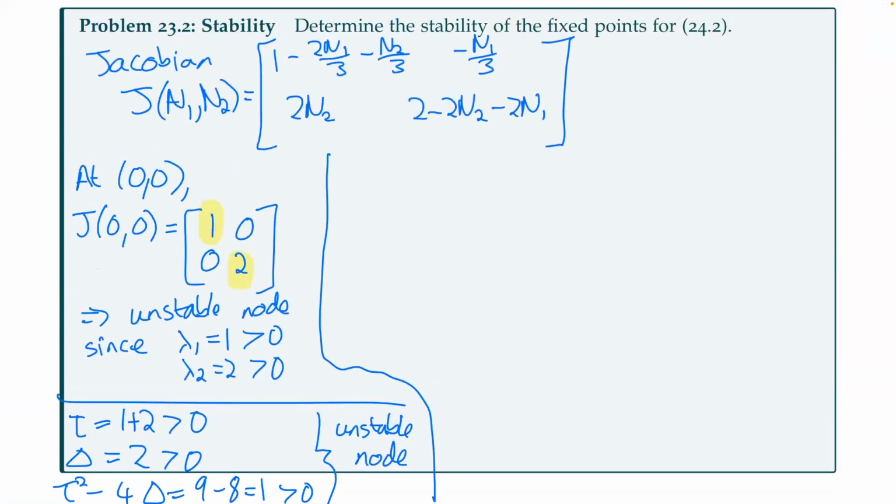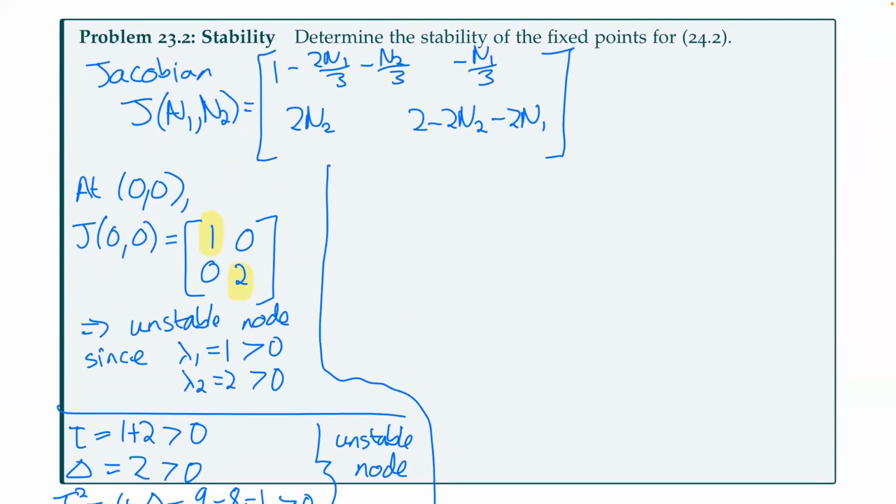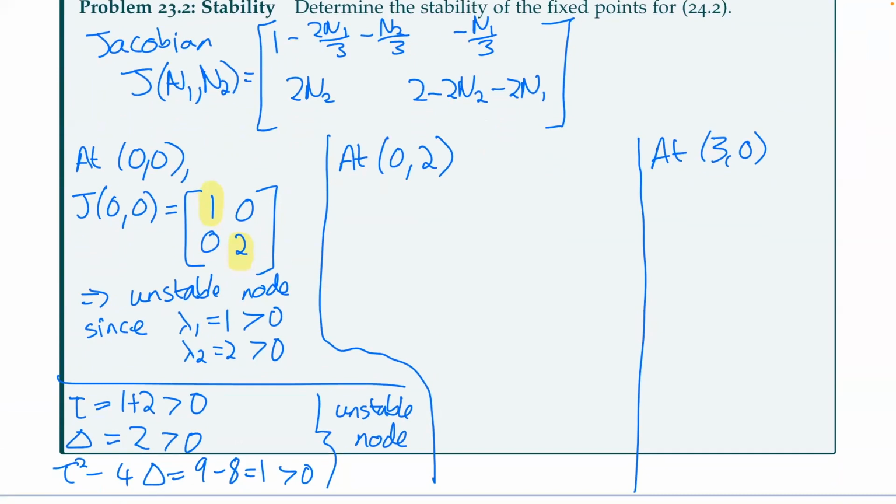Okay, I want you guys to have a go at doing this for the other two equilibria, at (0, 2) and (3, 0). You can either just read off the eigenvalues straight away, or you can do it by trace and determinant. If you do it one way and you finish before I come back here, have a go at doing it the other way as well.